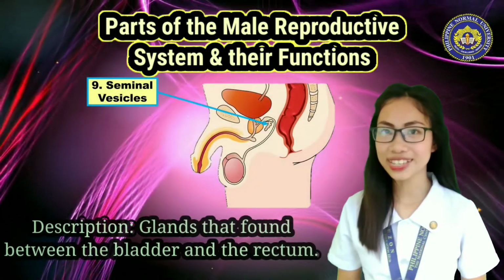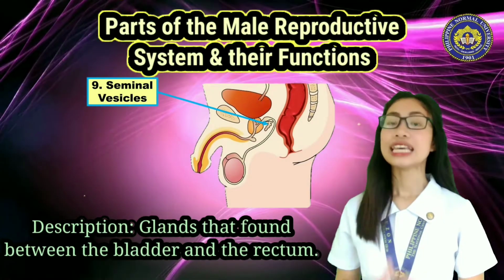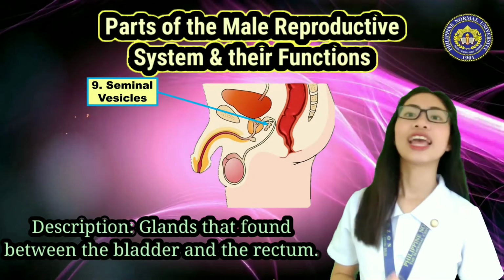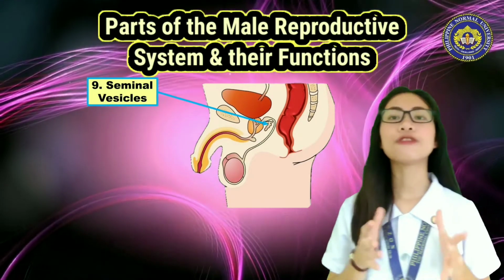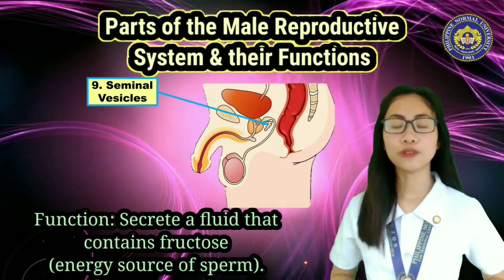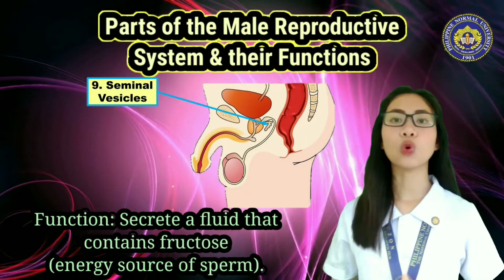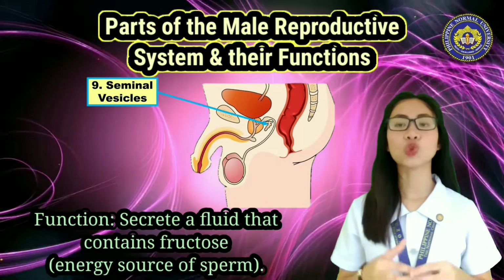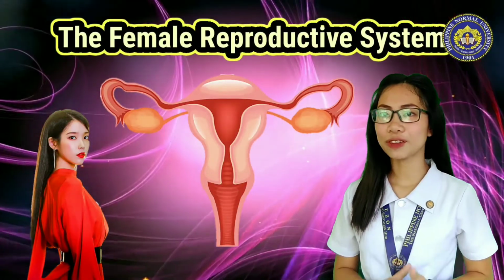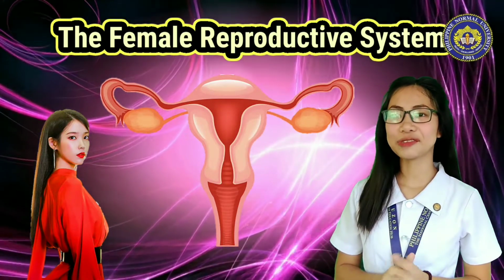And the last one is the seminal vesicle. It is a pair of glands found between the bladder and the rectum. So the function of the seminal vesicle is to secrete a fluid that contains fructose, or energy, that is a source of energy for sperm. Now let us proceed to the parts of the female reproductive system and its function.